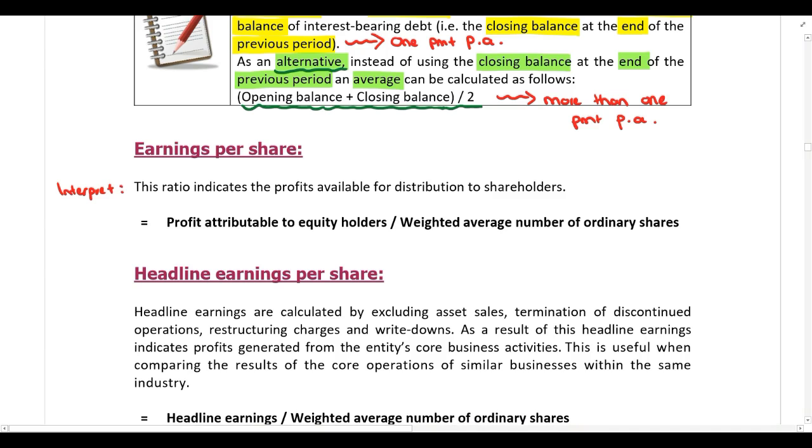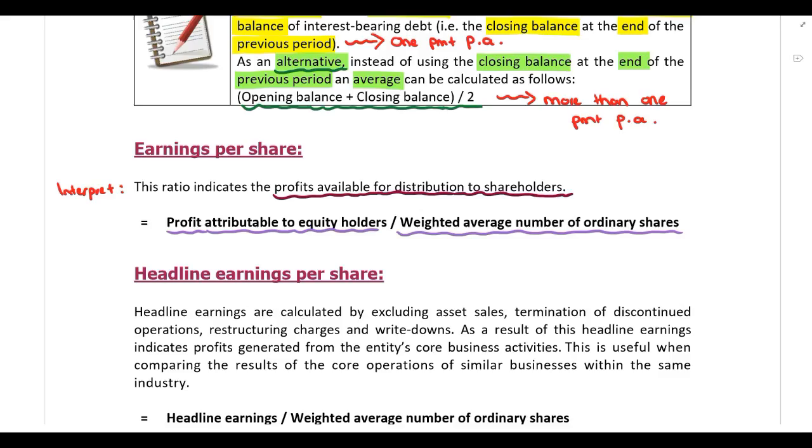This ratio indicates the profits that are available for distribution to shareholders. So it's not what's actually distributed, that would be the dividend per share, but this is the profit that is available for distribution. And we calculate earnings per share by taking the profit attributable to equity holders and dividing by the weighted average number of ordinary shares.